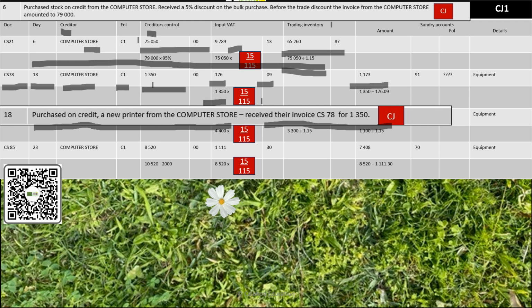And what is the cost price of the equipment? The cost price of the equipment is 1350. There it is, 1350 minus the input VAT of 176.09 and 1173.91 is the cost price of the equipment that we've just purchased on credit.